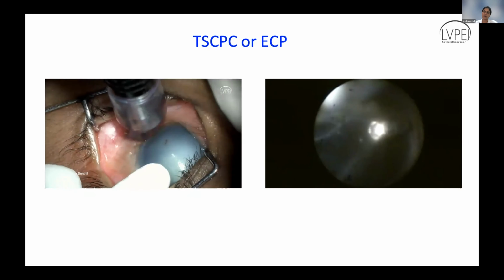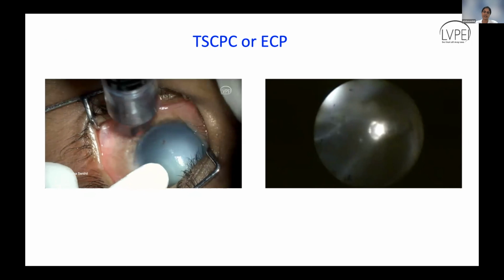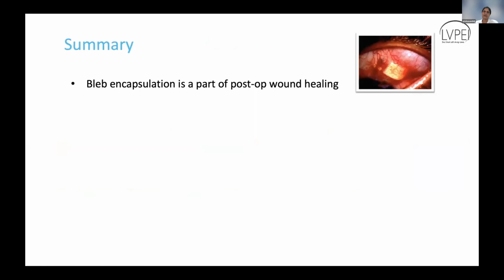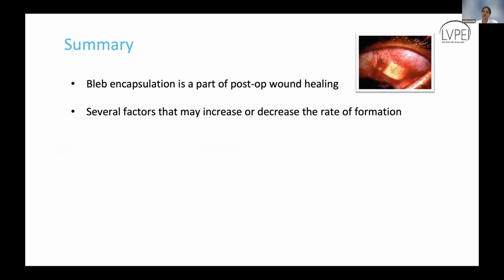And once the pressures resolve, once the height of the hypertensive phase or the rise in intraocular pressure comes down to some extent, generally they tend to fall in place, and medically they are controlled. So to summarize, bleb encapsulation is a part of postoperative wound healing. All of us should realize when it happens, why it happens, how we can prevent it, and how we can treat it both conservatively as well as surgically.